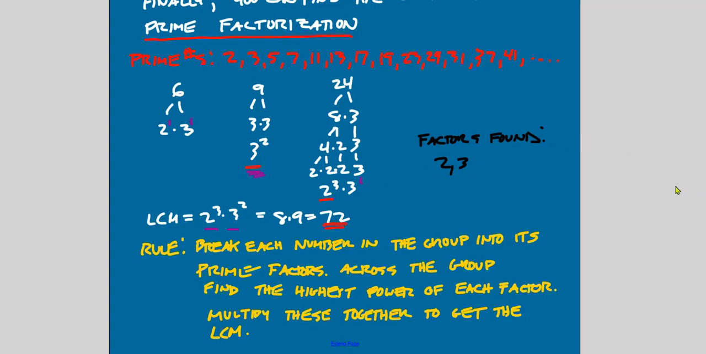So the rule I wrote here is: break each number in the group into its prime factors. Across the group, find the highest power of each factor. Multiply these together to get the least common multiple.